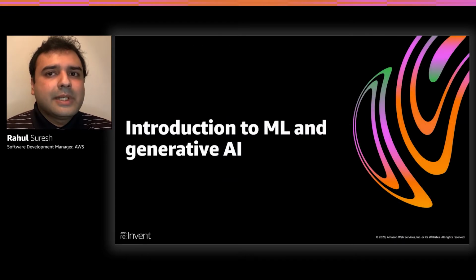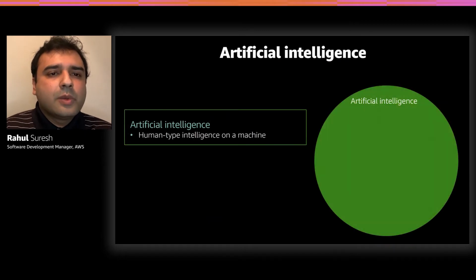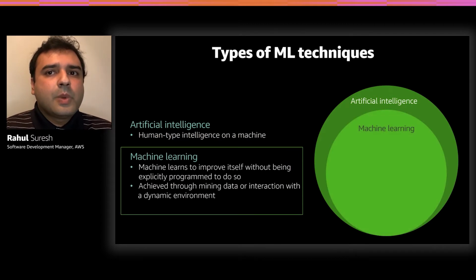Now, let us learn more about machine learning and generative AI. First, we want to understand what AI is. AI, or artificial intelligence, refers to the broad capability of machines to perform activities using human-like intelligence. Machine learning is a subset of AI in which the machine learns to improve itself without being programmed to do so. It can achieve this by learning the underlying data or interacting with a dynamic environment.